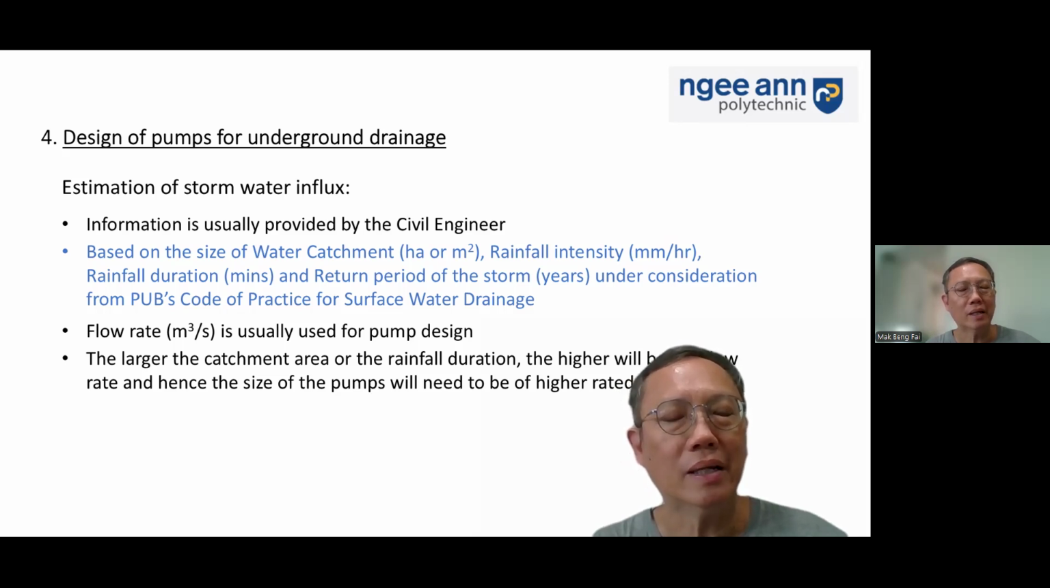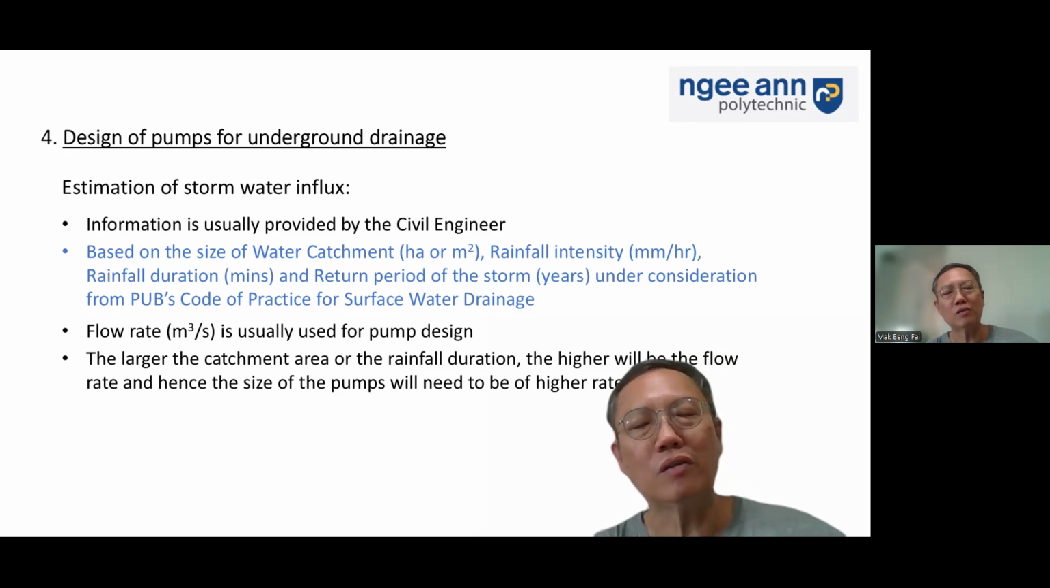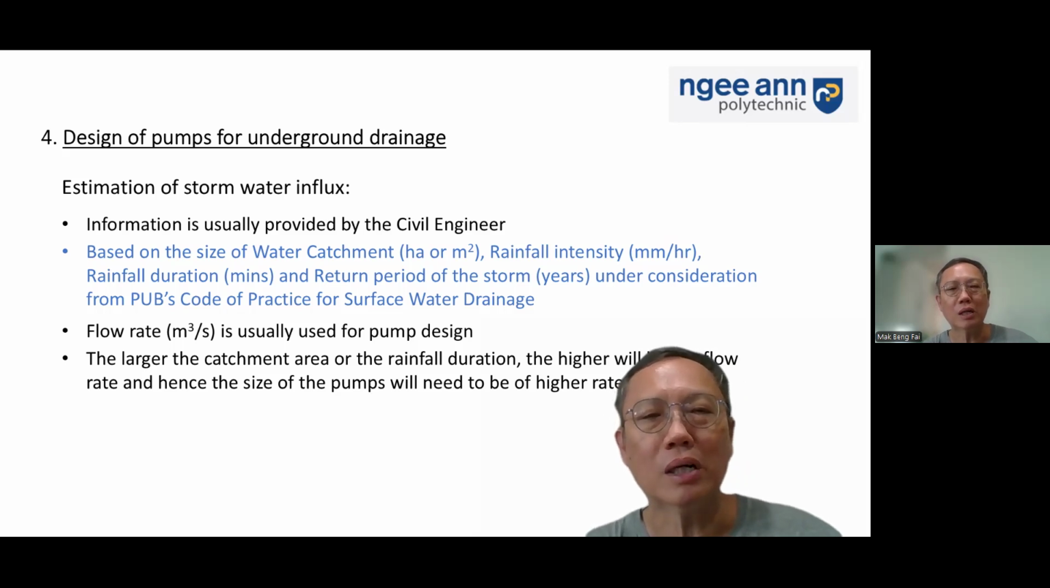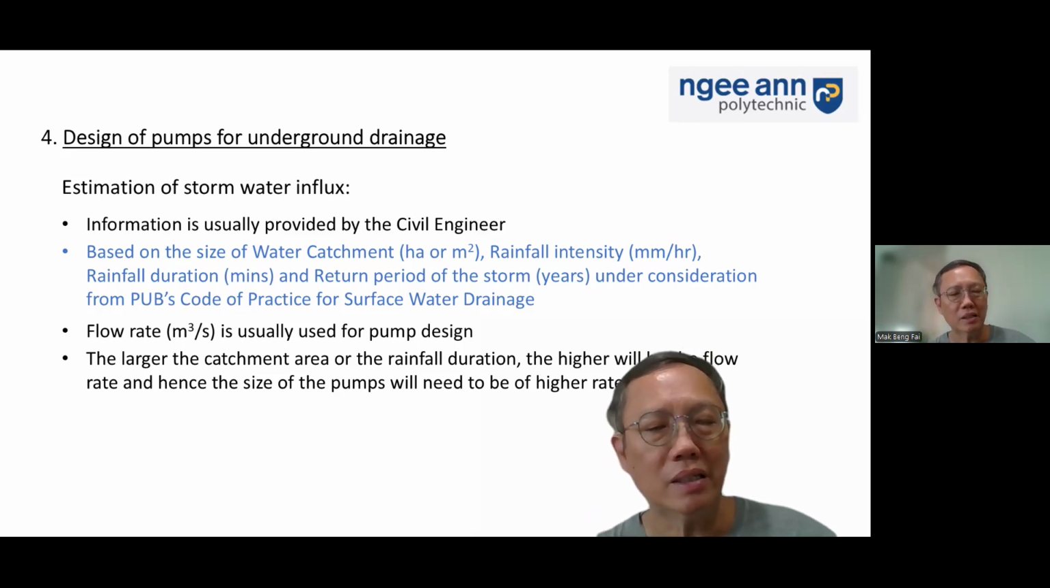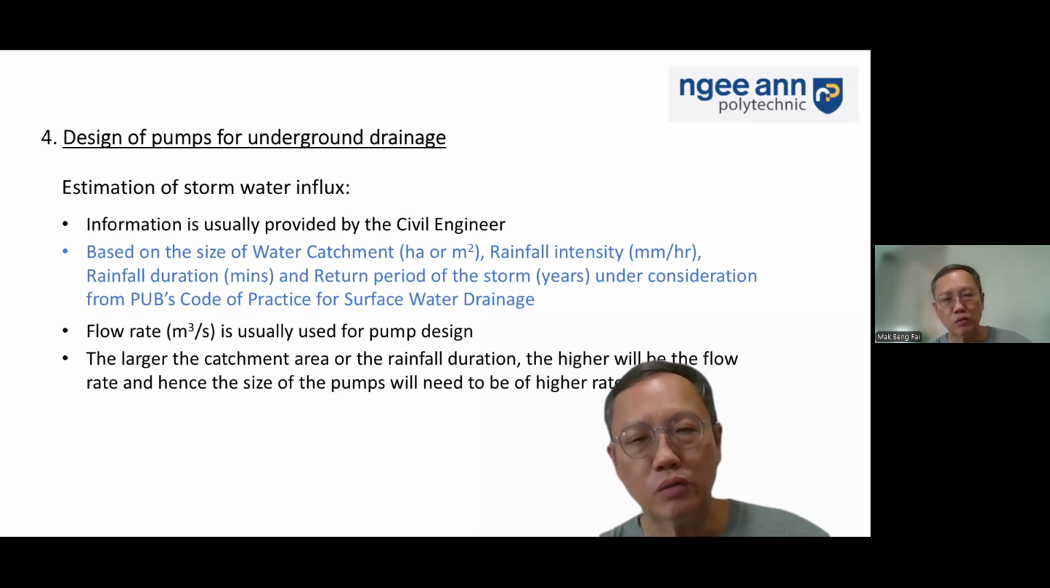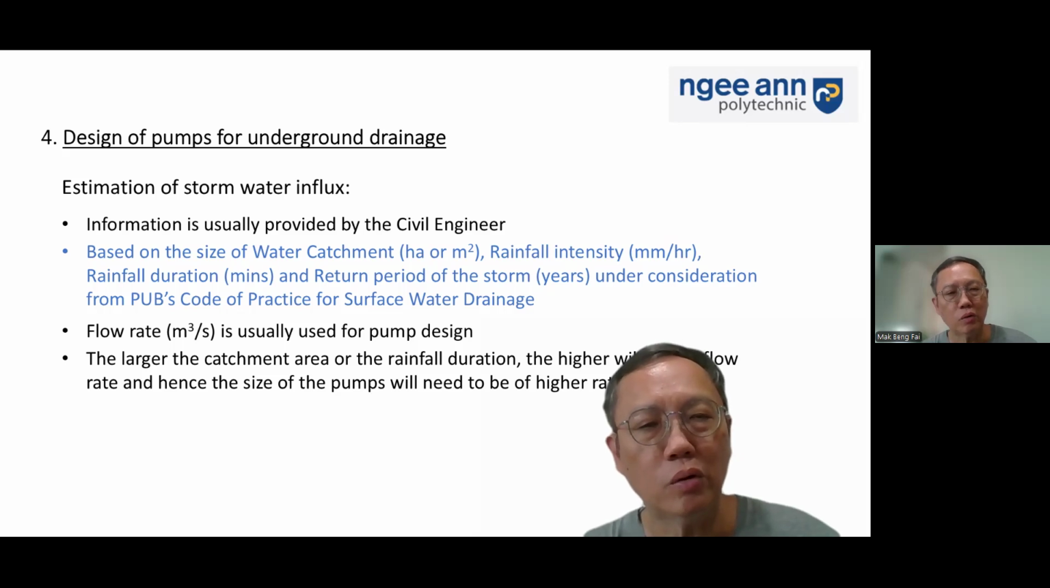Now, this flow rate is actually a function of a few parameters, which I will not go into. This is under hydrology. If you are interested, you can ask me later. But this flow rate is the one that we are interested to talk about because this will affect the rating of the pump. And actually, the larger the catchment area or the rainfall duration, the higher the flow. So the size of the pump will also need to be higher.